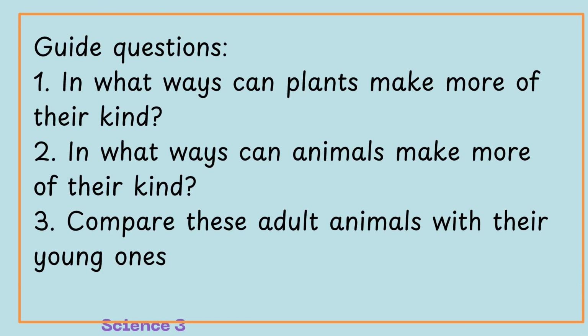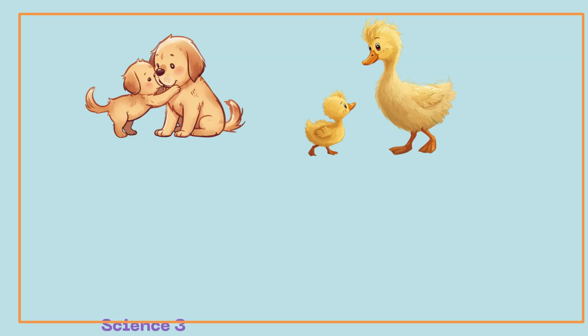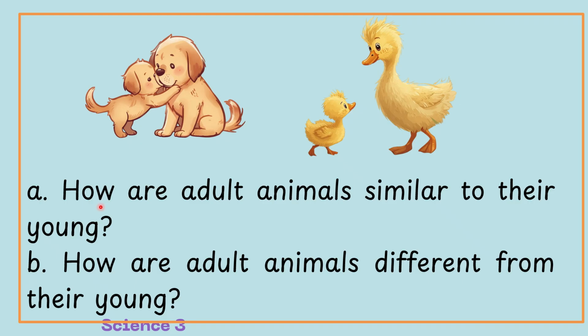Right questions. 1. In what ways can plants make more of their kind? 2. In what ways can animals make more of their kind? 3. Compare these adult animals with their young ones. How are adult animals similar to their young? How are adult animals different from their young?